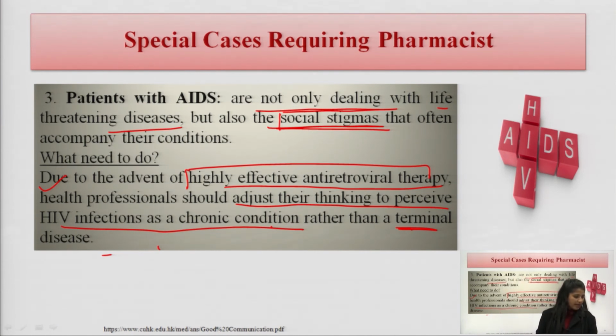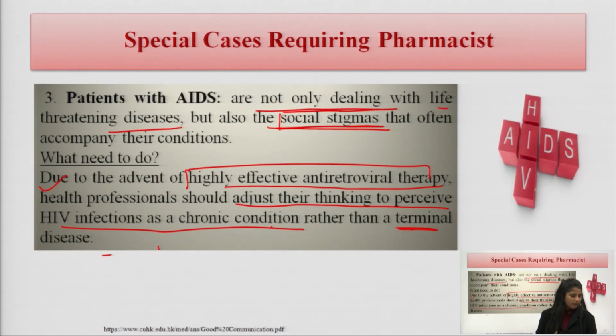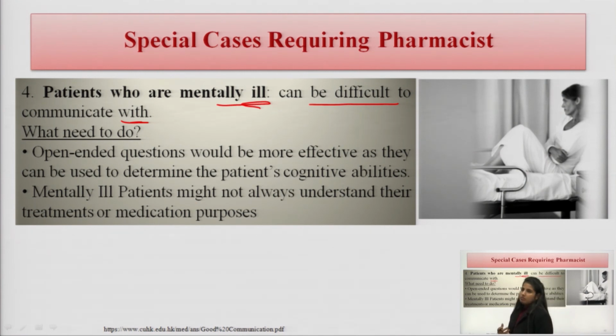So, don't take it as a life-threatening disease. This is the main point while dealing with patients with AIDS. Another special case is the mentally ill, the patients who are mentally disturbed or mentally compromised. Patients who are mentally ill can be difficult to communicate with. Why? Because maybe the learning process is impacted, their hearing and understanding process is impacted. That's why it's difficult to communicate with them.